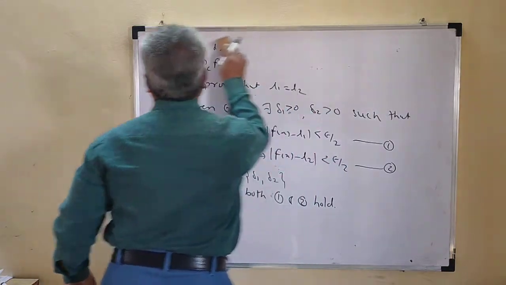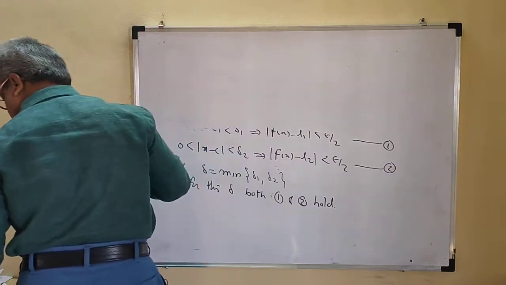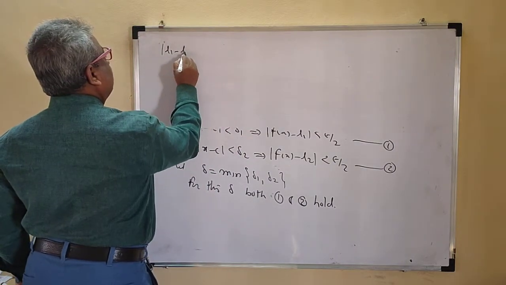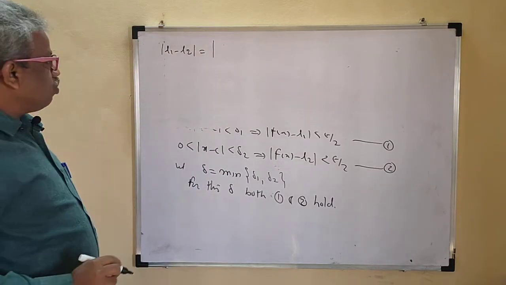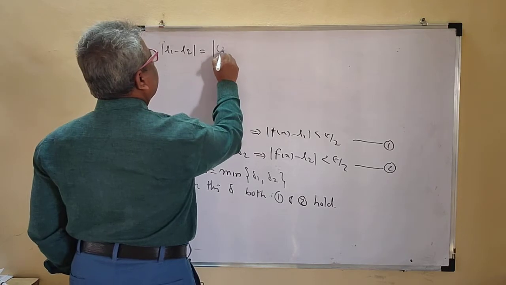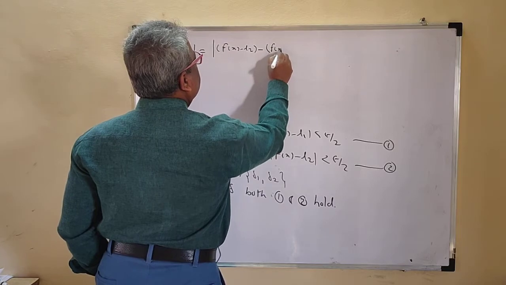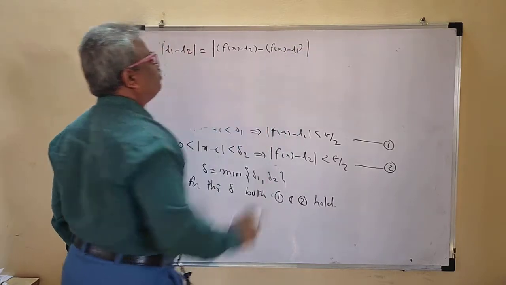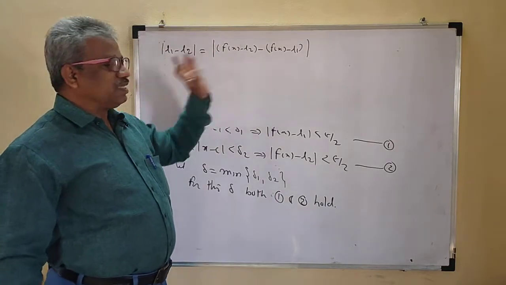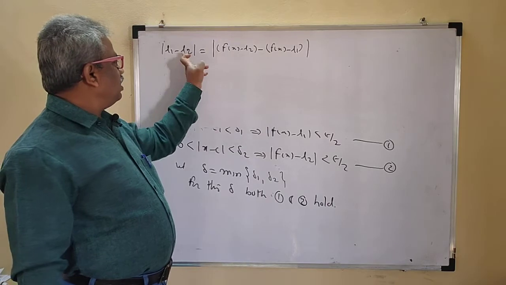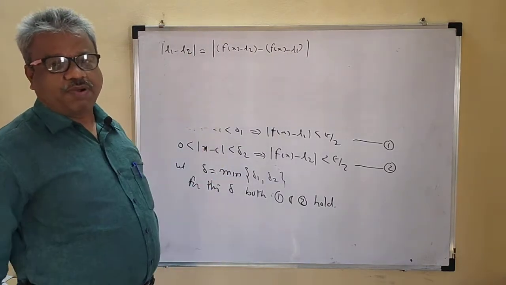So I start from L1 minus L2. How can I write this in terms of f of x minus L1 and L2? I can write this as f of x minus L2 minus f of x minus L1. Now see, if you simplify this, we get L1 minus L2. This f of x gets cancelled, this L2 is minus now, this minus becomes plus, so L1. So this is L1 minus L2 in terms of f of x.